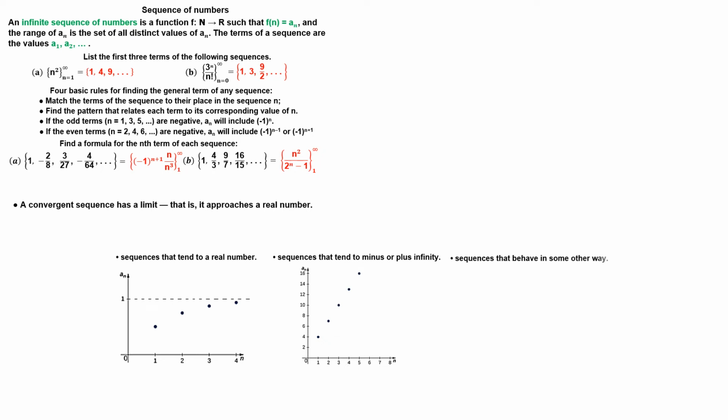Sequences that behave in some other way. The sequence oscillates between -1 and +1, rather than approaching a single value as n tends to infinity. Then we say that the limit does not exist and the sequence is divergent as well. A divergent sequence doesn't have a limit.